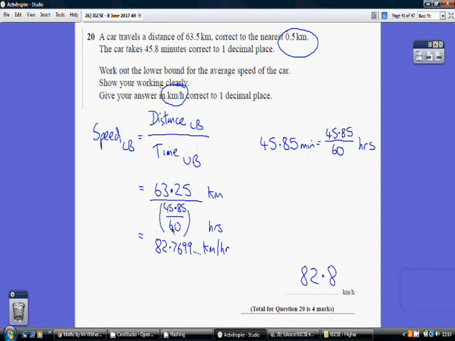So I've then popped this into my calculator using that fractions button a couple of times. So the fractions button, that one third down on the left, that gives me 82.7699... So to one decimal place, that's 82.8.